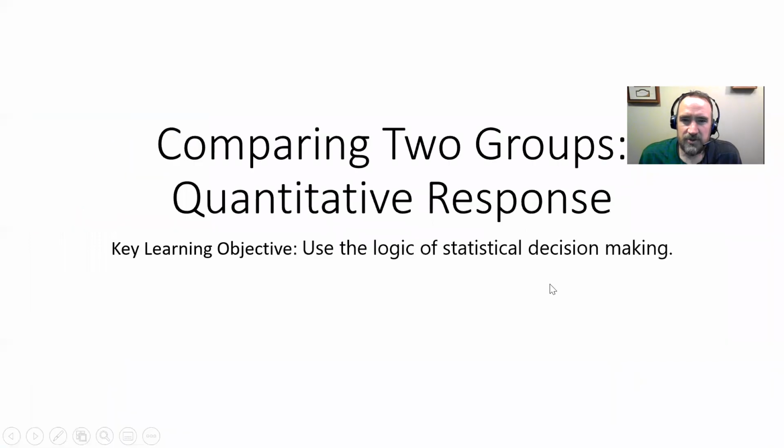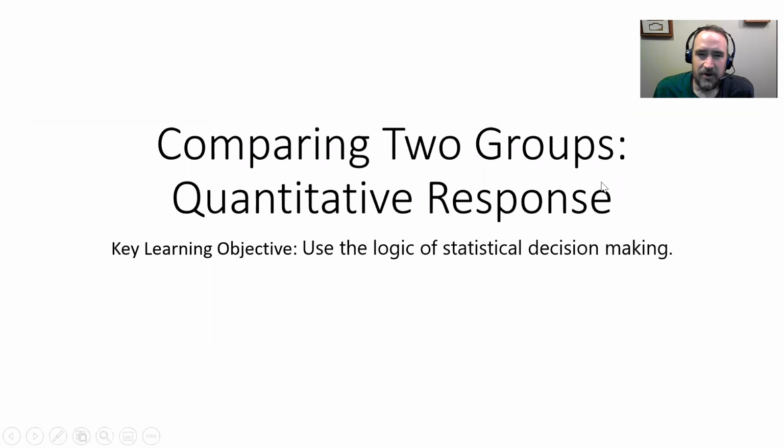So we're comparing two groups and a quantitative response. And our key learning objective throughout this unit is going to be to use the logic of statistical decision making. So we're going to think about the logic of how we can compare two groups, especially as we get into statistical inference in the next couple of videos.